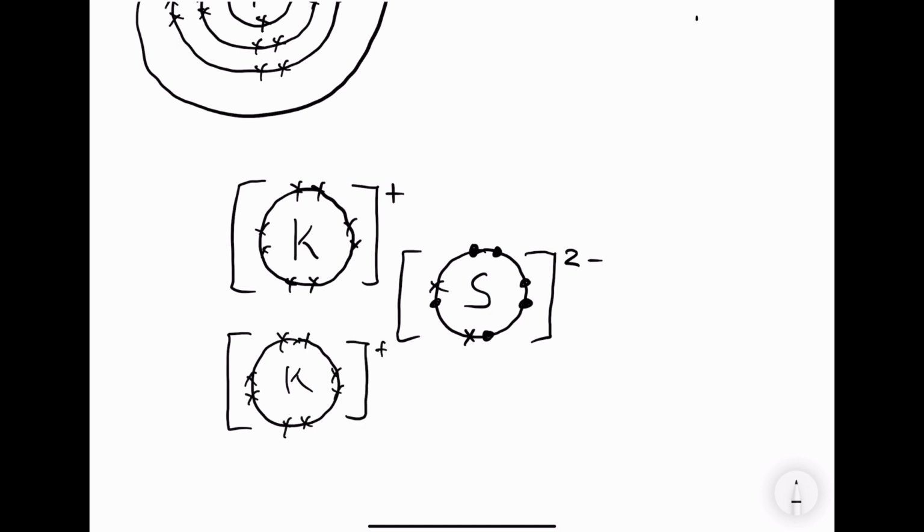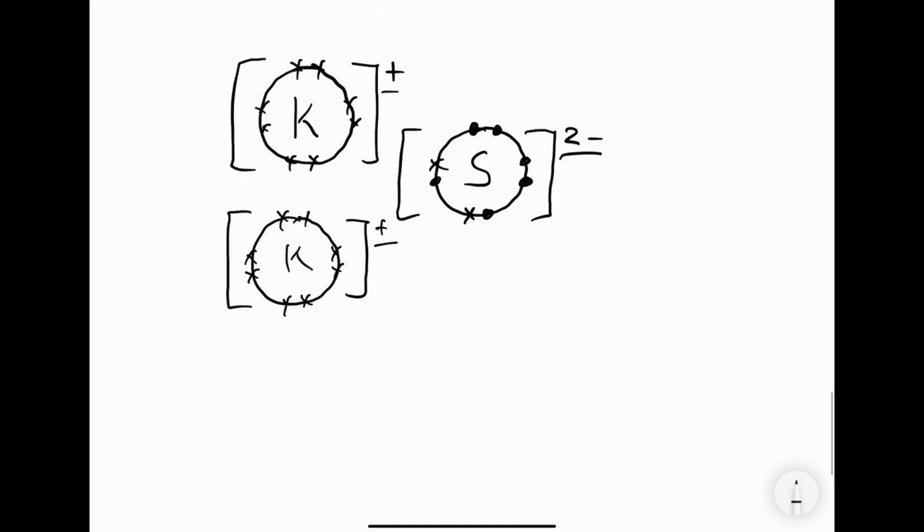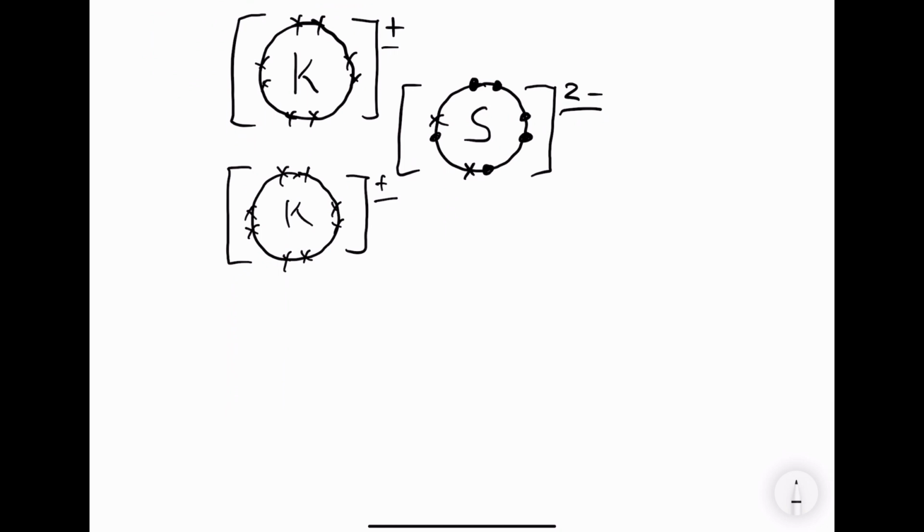Now, as you can see, we have an overall 2 positive charges and 2 negative charges. So these are equal and opposite and cancel each other out. Therefore, the chemical formula of the ionic compound potassium sulfide is K2S. So this shows a ratio of 2 potassium ions for every 1 sulfide ion.